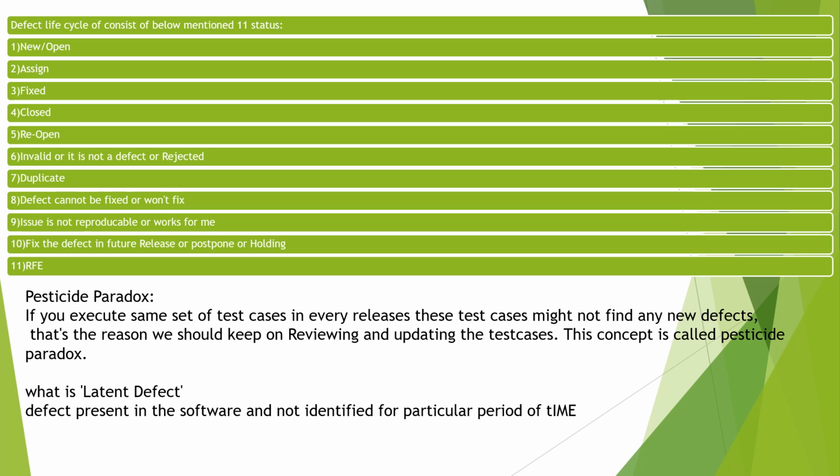So there are some defect statuses. What is the defect status? Like new or open. As soon as the test engineer finds the defect, the status will be new or open. Later we will assign the defect to the developers. Later the developer will fix it and he will update the status as fixed. Later the test engineer will retest the defect. If the defect is fixed, then we'll close it. If the defect is not fixed, then we will reopen it. Similarly, we have several other statuses. Let us see one by one.